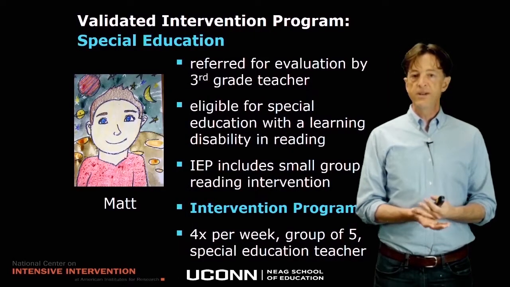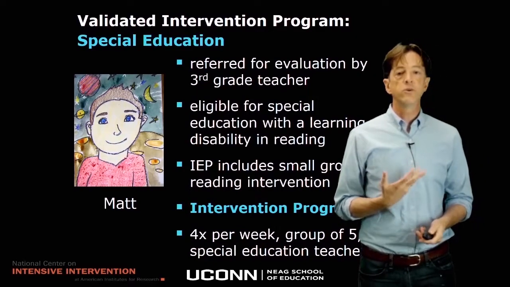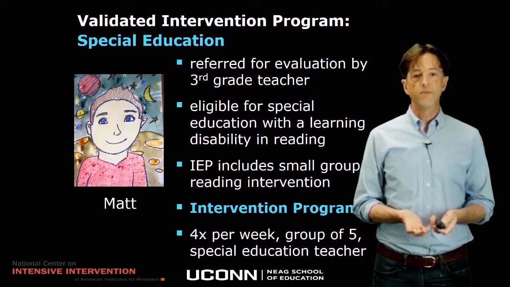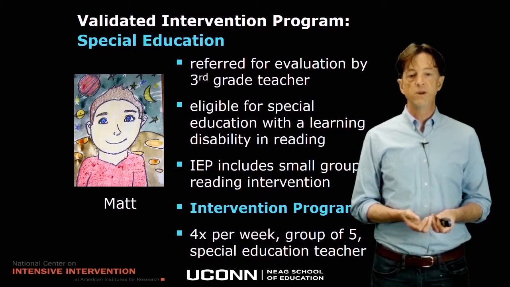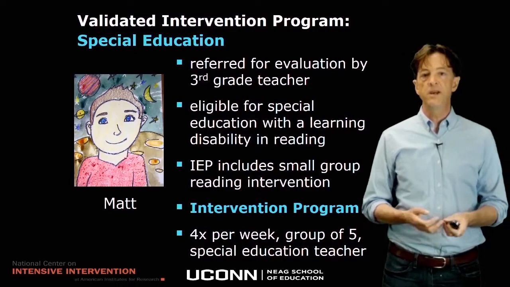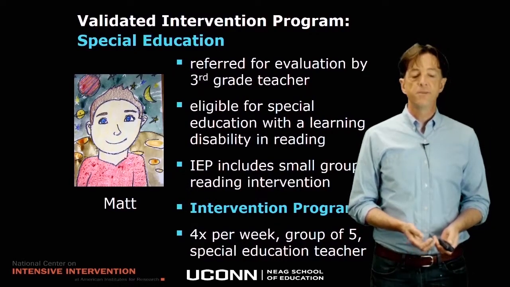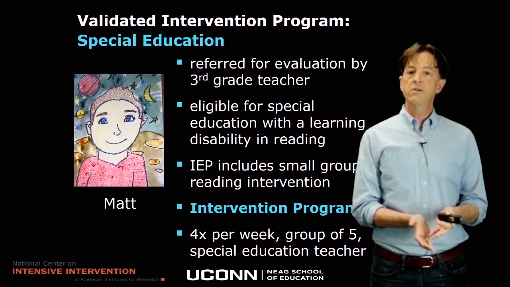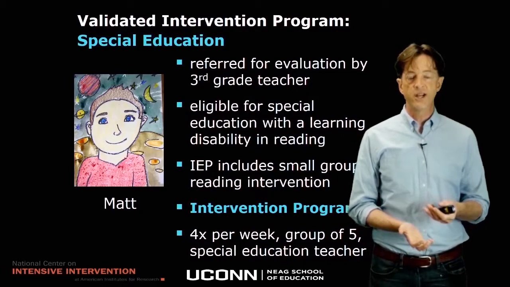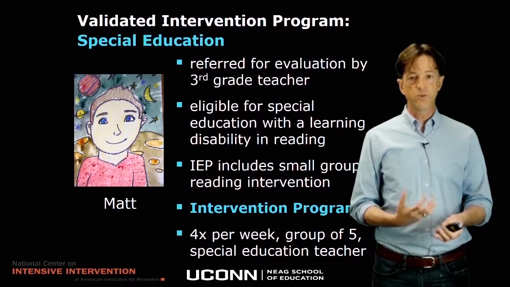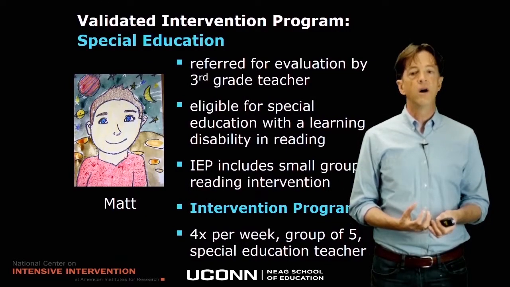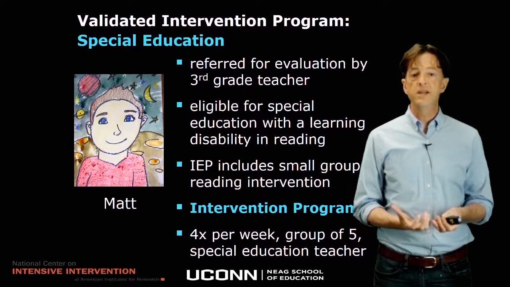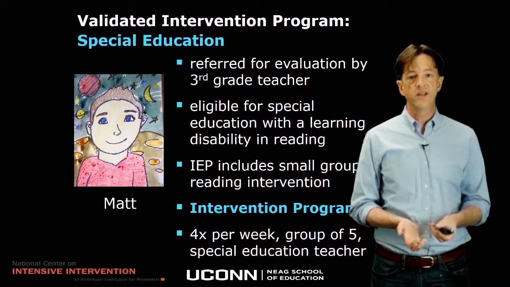So the other student that we've been talking about is Matt. He's a student that's been identified as a student with a disability in reading and has an IEP. And as part of his IEP, it's been determined that he will receive Intervention Program A in a small group, 4 times a week, group of 5, delivered by the special education teacher. And again, we feel like this was a good decision about choosing an intervention that's going to meet his needs, but we also want to see if that's actually the case.